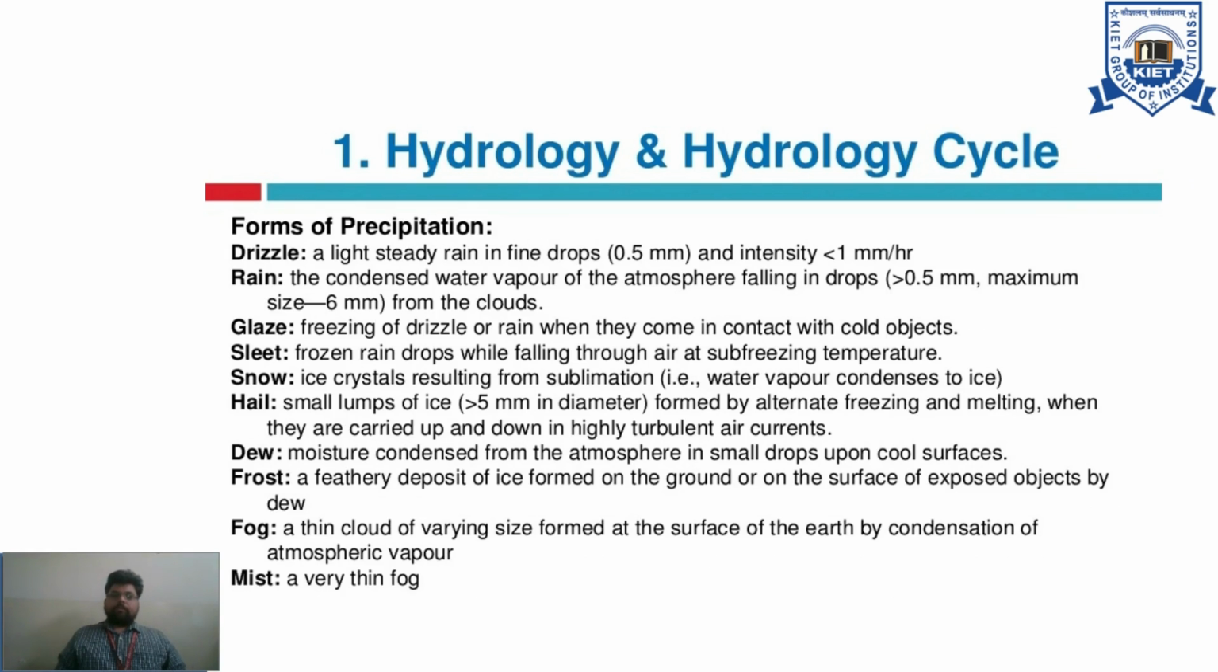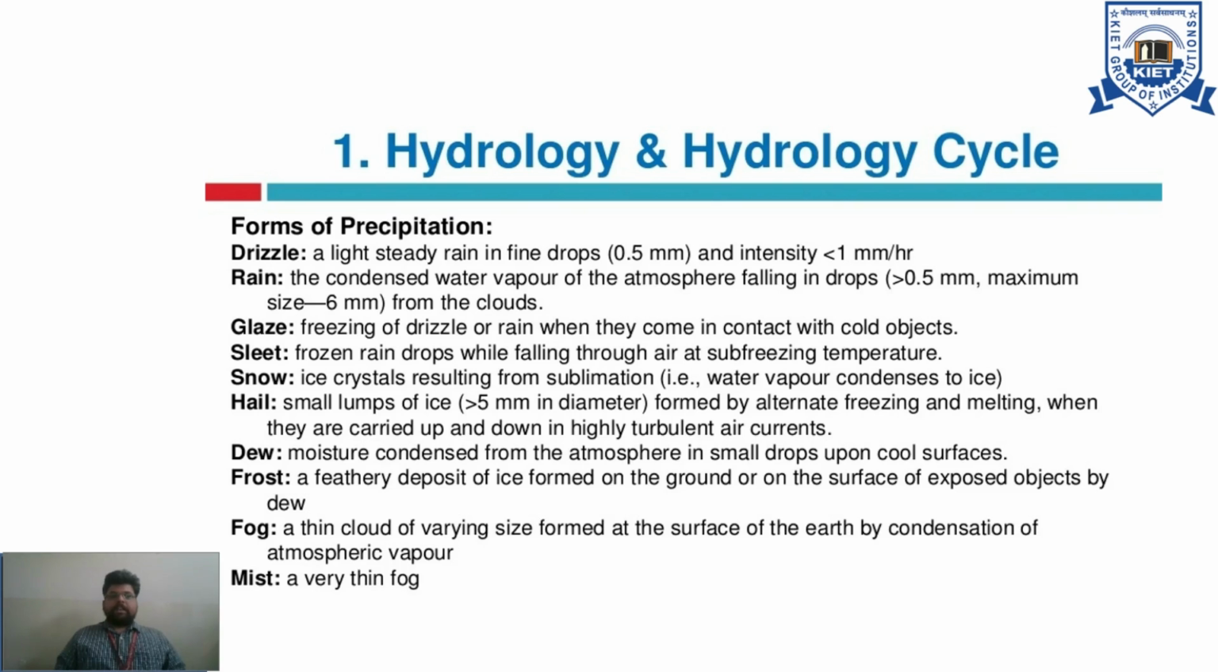Now the water which is coming onto the surface in terms of precipitation has different forms. So while defining the forms of precipitation, there are different forms. First one is the drizzle, a light steady rain in fine drops of size around 0.5 mm and intensity which is less than 1 mm per hour is called as the drizzle. Second one is the rain, the condensed water vapors of the atmosphere falling in drops. If the size is greater than 0.5 mm and the maximum size is around 6 mm and the clouds.